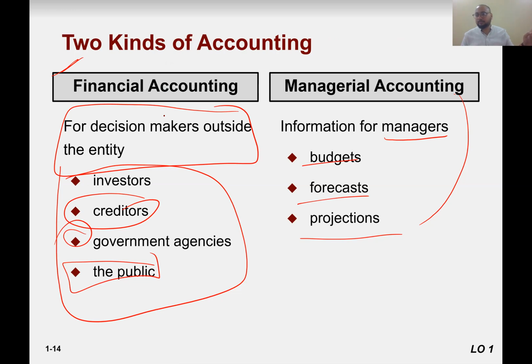good in the eyes of the outside world, right? So you understand the difference between financial accounting and managerial accounting, right? Yes. Managerial accounting is for managers, for managerial purposes. Financial accounting is for outside the company: investors, creditors, government agencies, public, whatsoever, right?